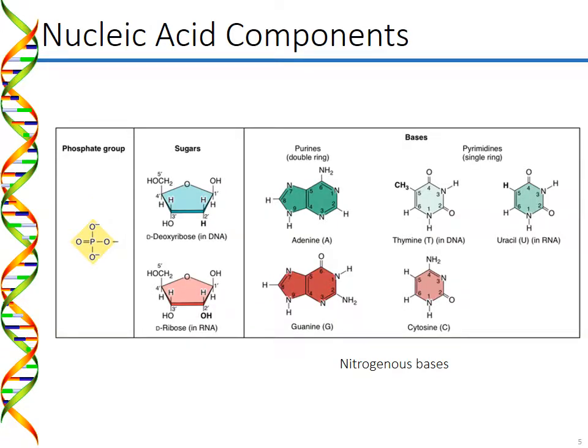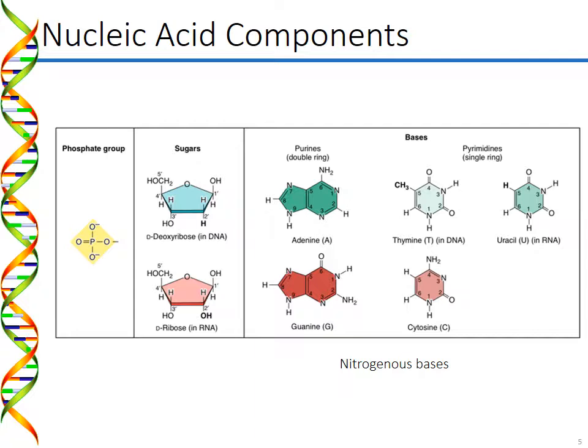Nucleic acids are made up of three basic structural components. The first is a five-sided sugar ring. In DNA, this is deoxyribose, and in RNA, this is ribose. And we'll take a closer look at that in just a little bit. The next component is a phosphate group, and this is similar between DNA and RNA. And the last component is a nitrogenous base.